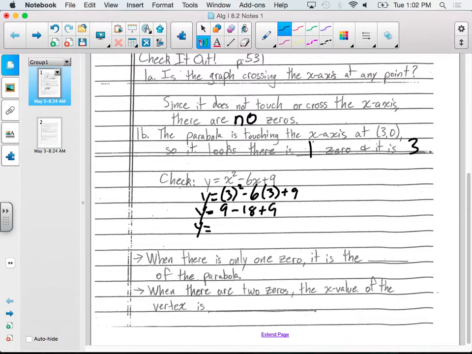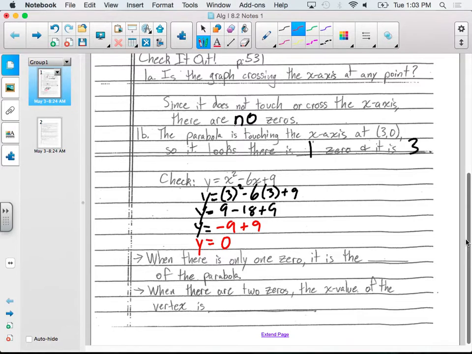Just doing this one step at a time. Negative 9 plus 9 is? 0. So, after we've gone through checking it out, we can say that 3 is a zero. I was just adding 9 and the other 9 again and subtracting. Okay, so you can do that too. Whatever works for you and you get the right answer, that's fine.